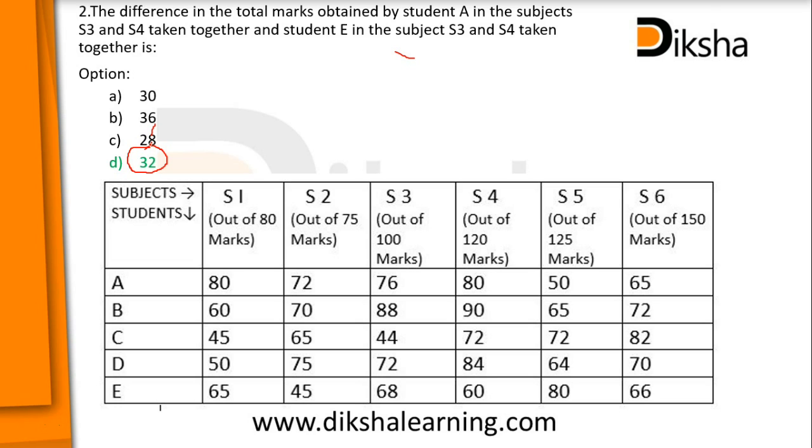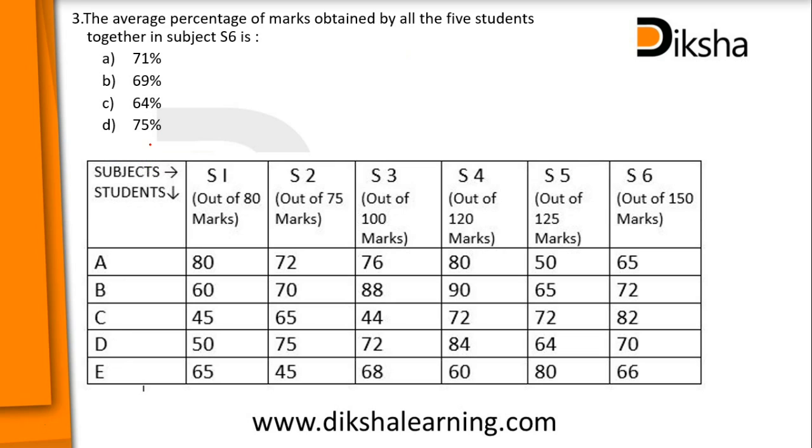Now we are going to the third question. The average percentage of marks obtained by all the 5 students together in the subject S6. Again here they have asked the average percentage, so there is no need to convert into marks. There is need to convert into marks only if the question has been asked in marks. So in the S6 subject, we want to add all the marks of the S6 subject and we want to find the average.